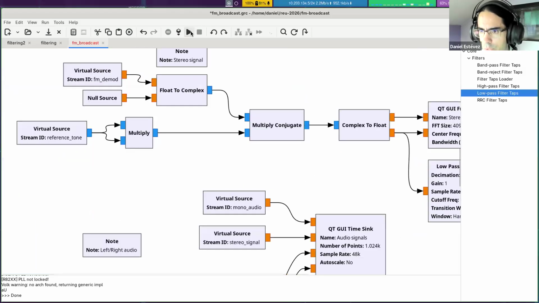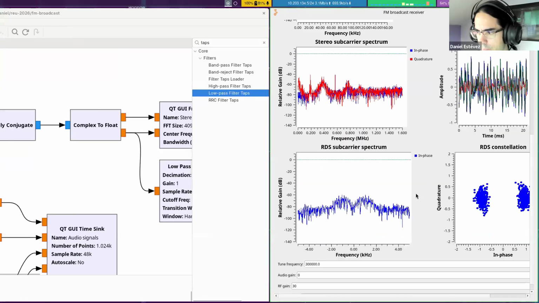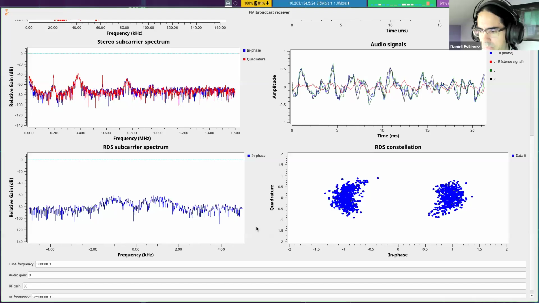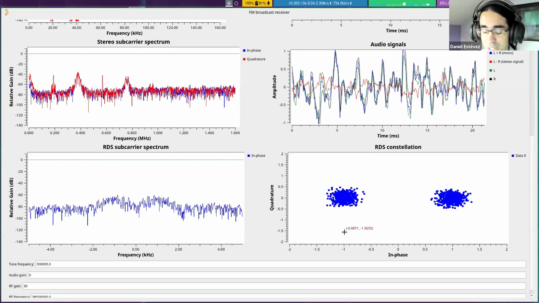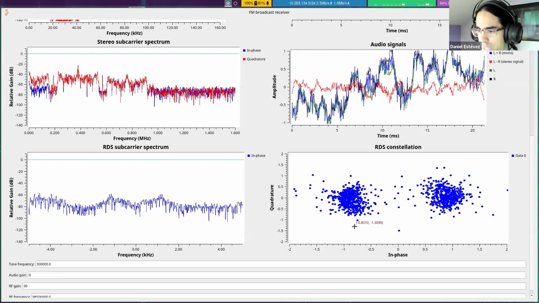So let's use the recording instead of this thing. I will troubleshoot what's going wrong with the real station. It was working a couple of days ago when I did it.